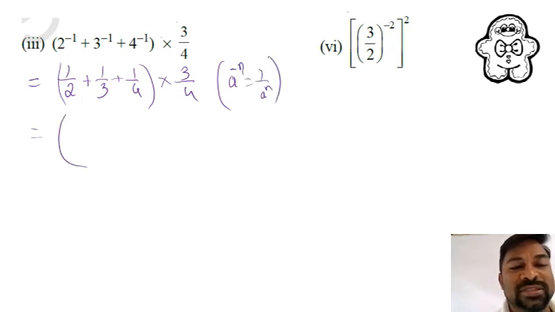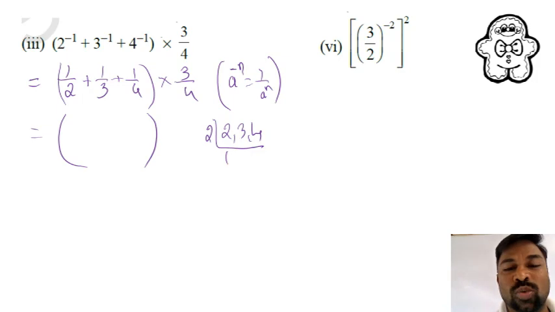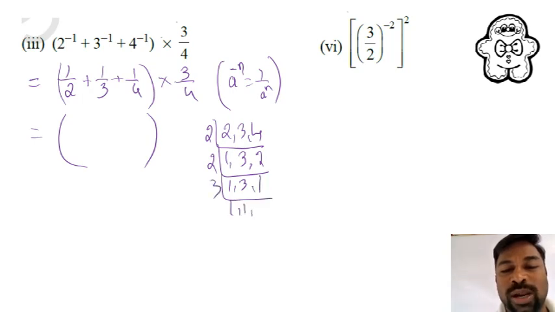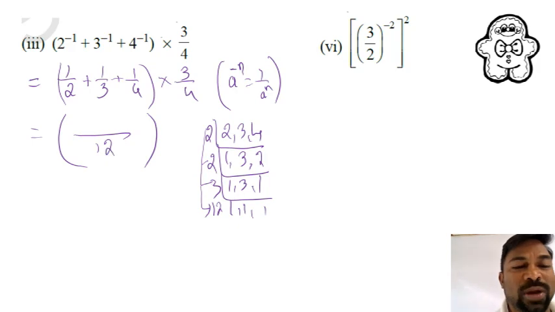Now take LCM inside. So what's the LCM for 2, 3, 4? 2 goes 1, 3, and 2. Again 2 goes 1, 3 and 1. Again 3 goes 1, 1 and 1. If you multiply all these, what are we getting? 2 twos are 4, 4 threes are 12. The LCM is nothing but 12.